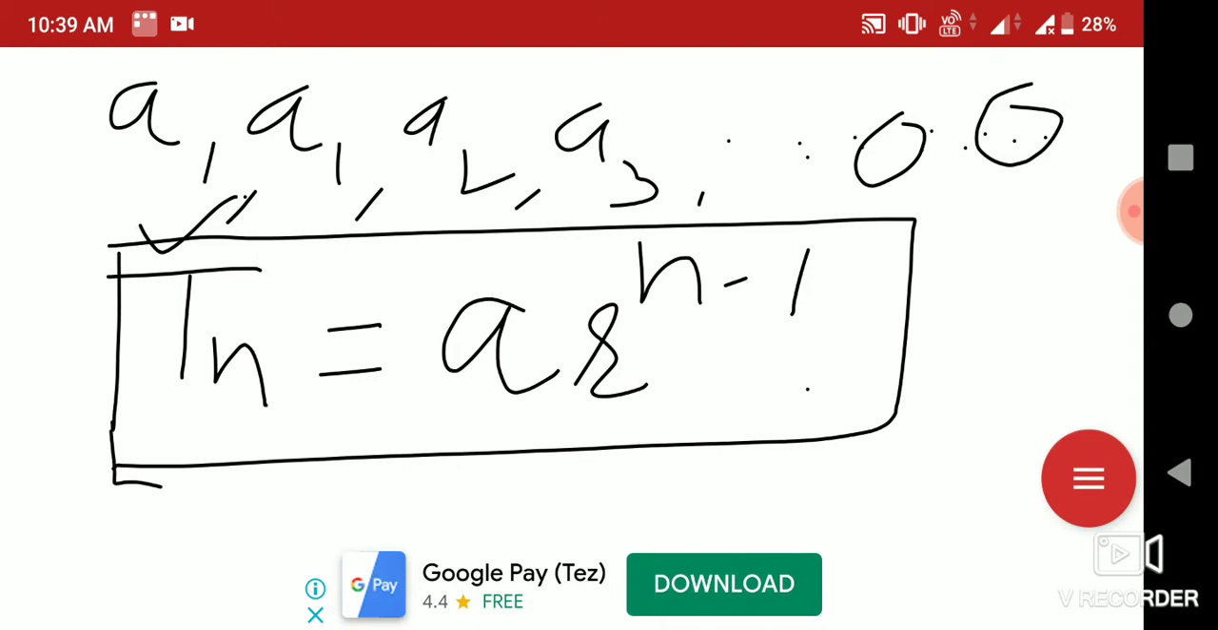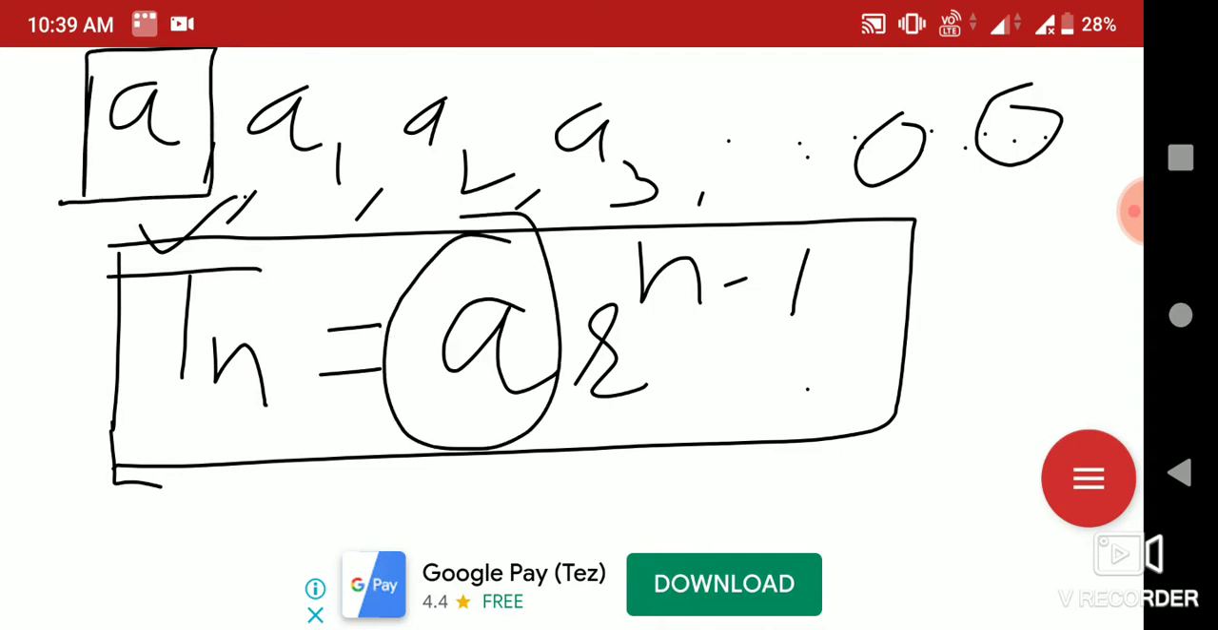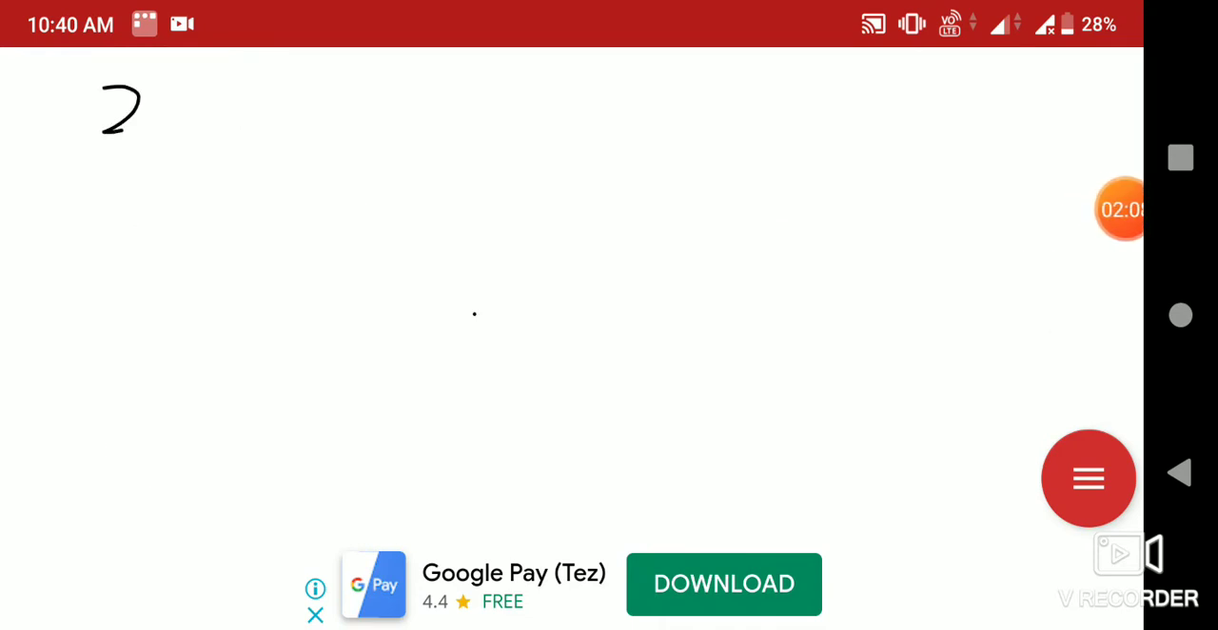Tn is equal to A r raised to power n minus 1, where A is the first term in a series, that is A. R is the common ratio. I am going to explain how to find the R, and n is the number of the term you have to find, right? So now I'm going to tell you, taking an example, how to find the common ratio.